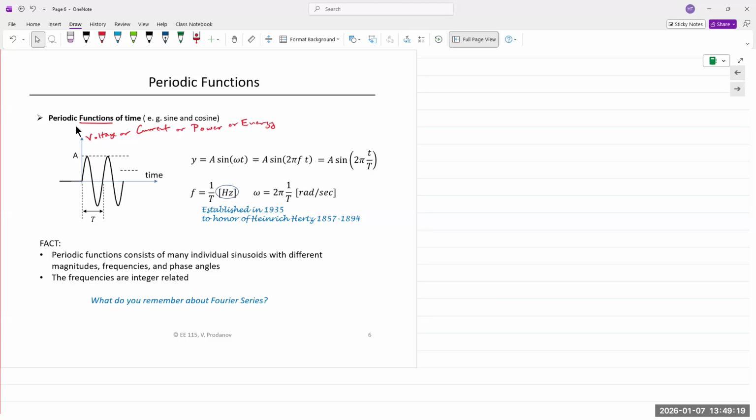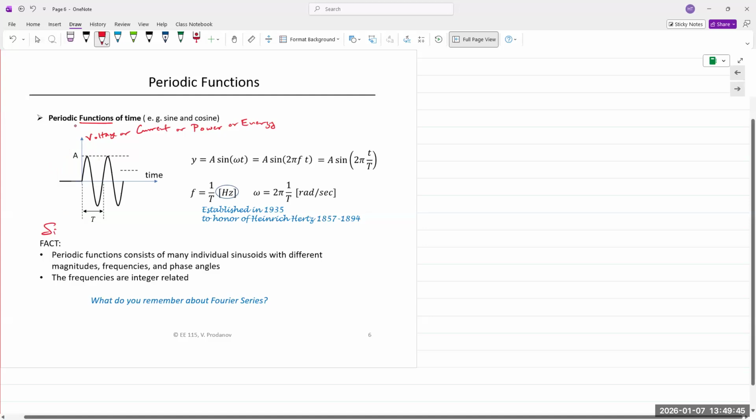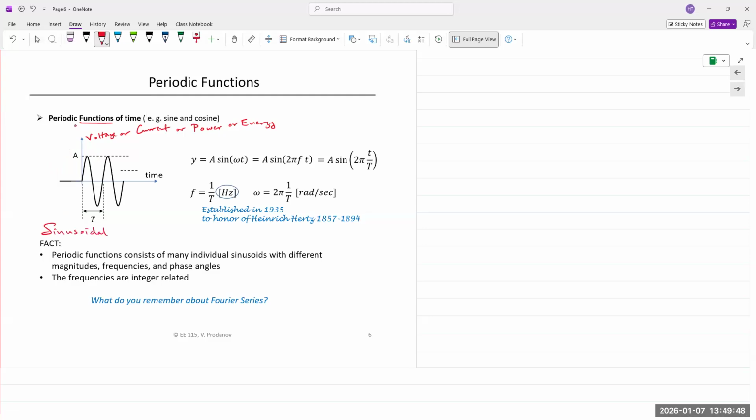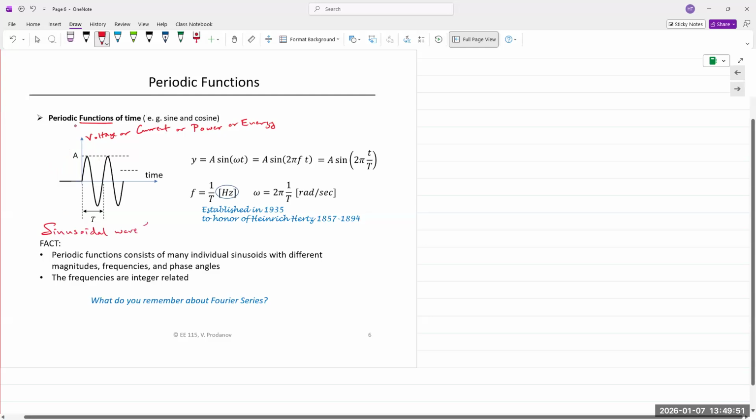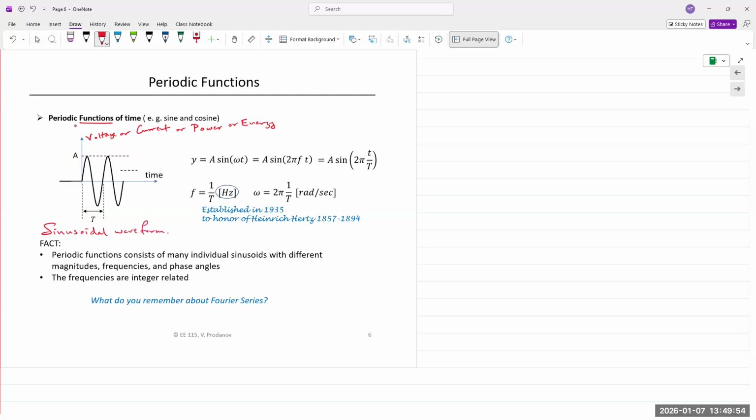What it means is this periodic function or time varying function changes its value at any given point in time. It does not have a fixed value. At any given point in time, if you sample the voltage, the value would be different. What you see here in this illustration is known as a sinusoidal waveform, mathematically represented with the sine or cosine function.